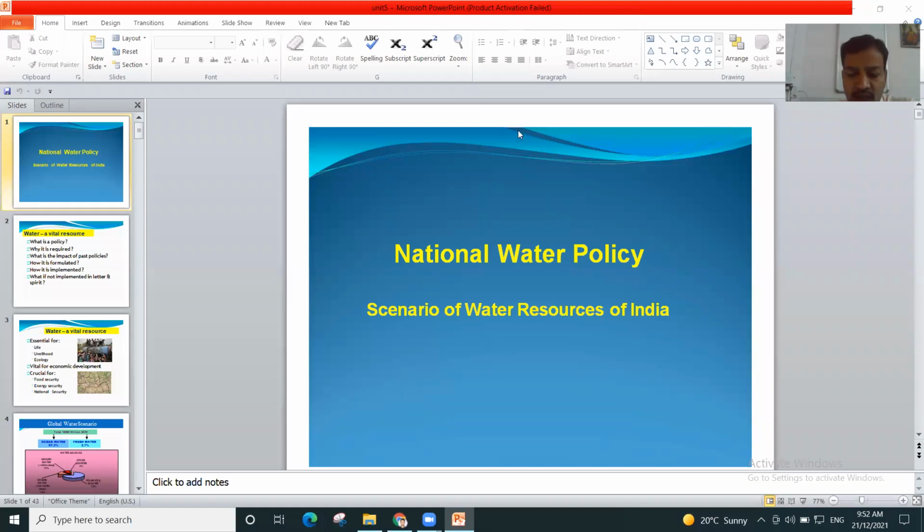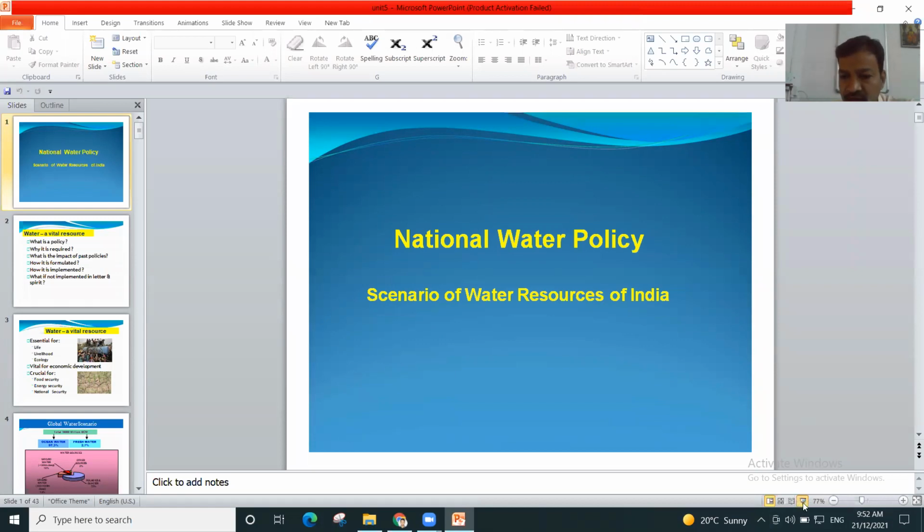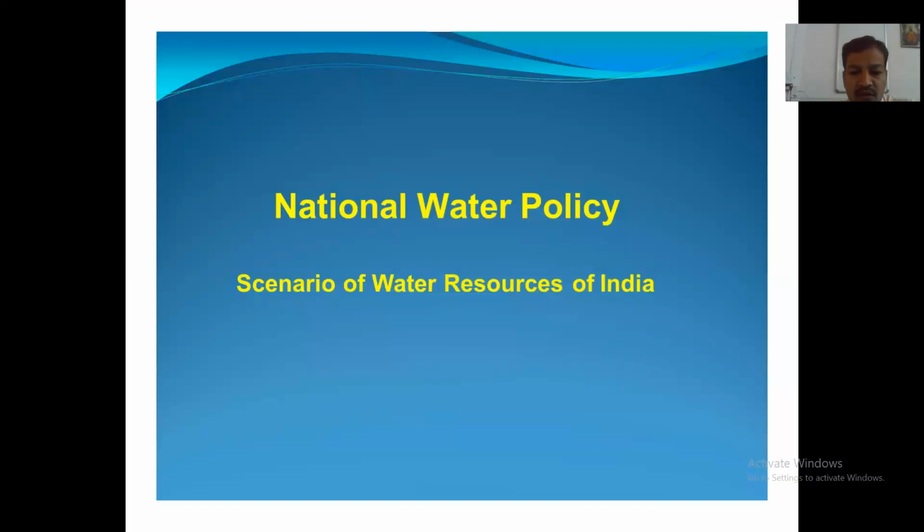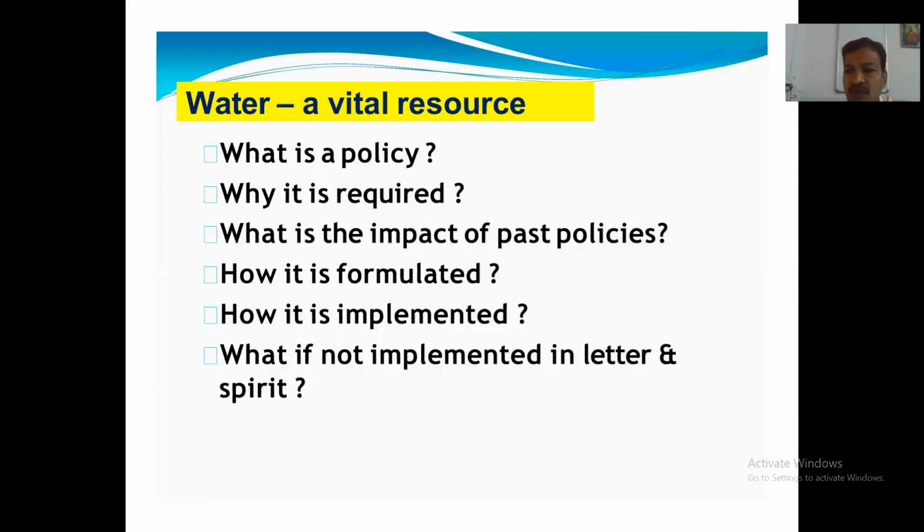Now we are going to see the national water policy of our country, and the water policy of Maharashtra state. National water policy. When it was enacted, the Government of India, Water Resources Department of India, have enacted the national water policy for effective water distribution, for maintaining the quality of the water, and for water management.